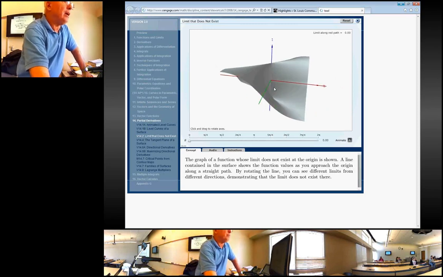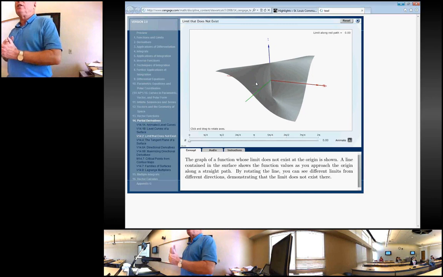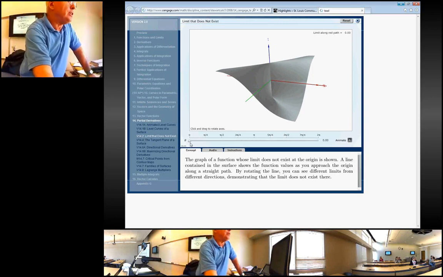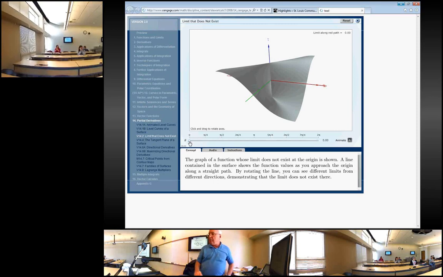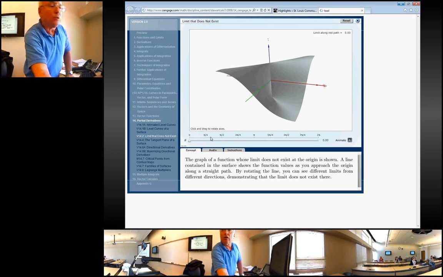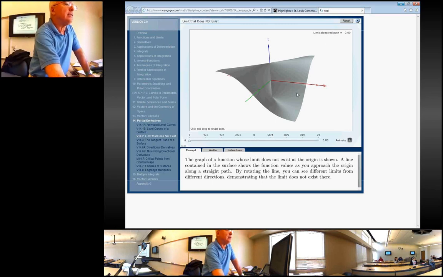All right, now, as we approach the origin 0, 0 along different paths for this particular function, we're going to get different limits. What I can do here is drag this, and it's basically going to give me the limits as I'm approaching it from different angles. Okay, here we're starting with the angle 0, which would be along the x-axis, and it's telling me right up here the limit. So let's just go forward here.